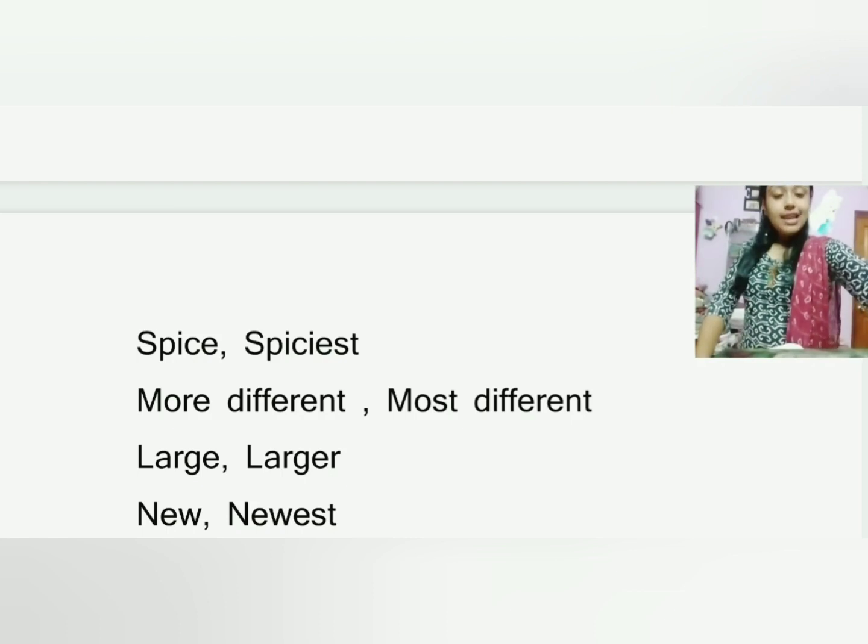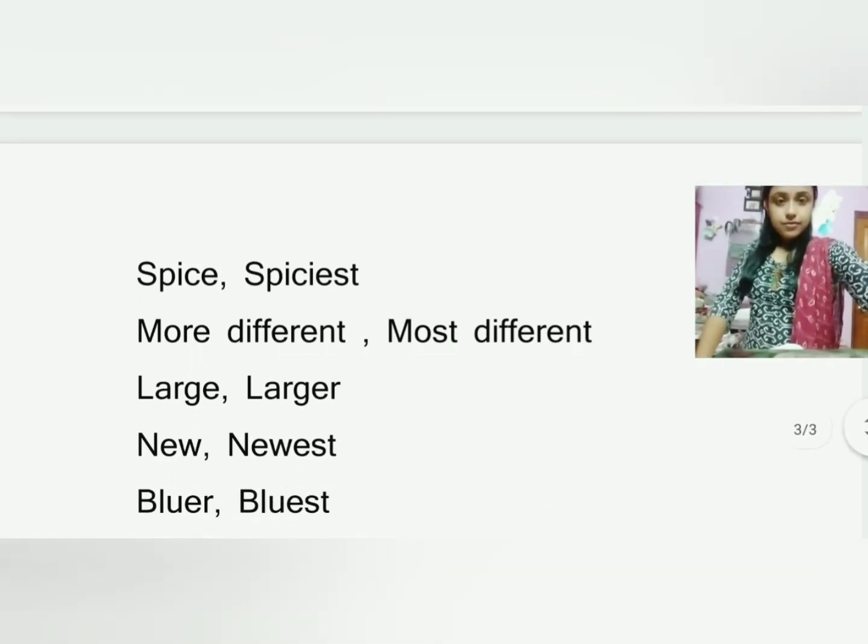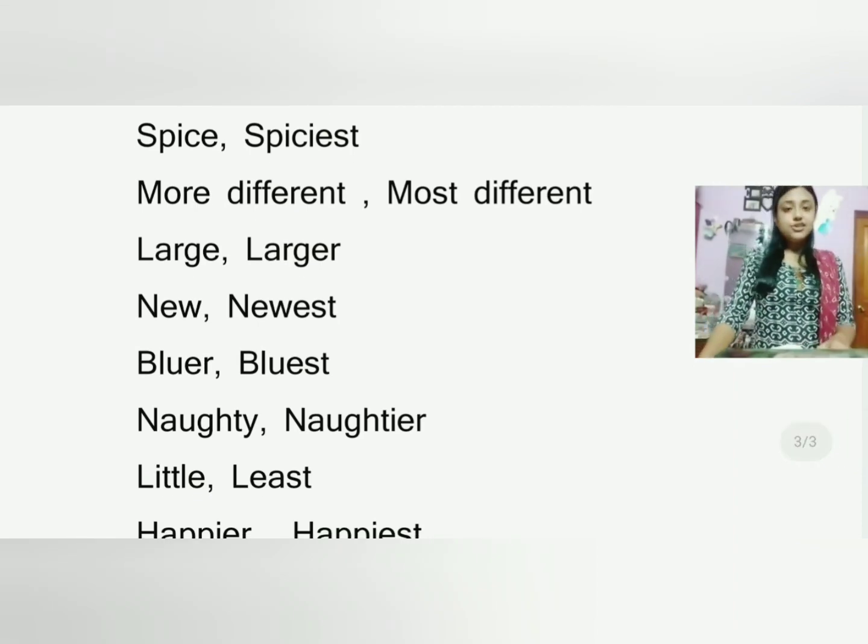Now largest is given, so the words will be large in the base form and larger in the comparative. The base form is blank, and the comparative given is newer, so it will be new, newer and newest. Blue is given in the base form, so in the comparative it will be bluer and in the superlative it will be bluest. Dash, less, dash. So here, little, less and least.